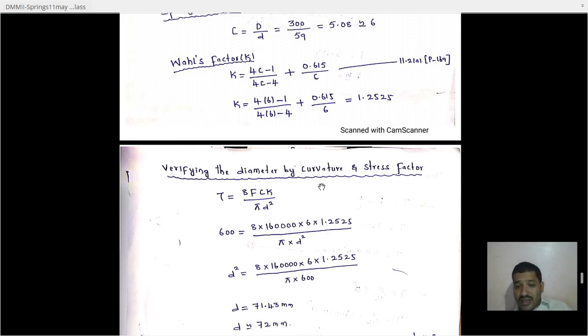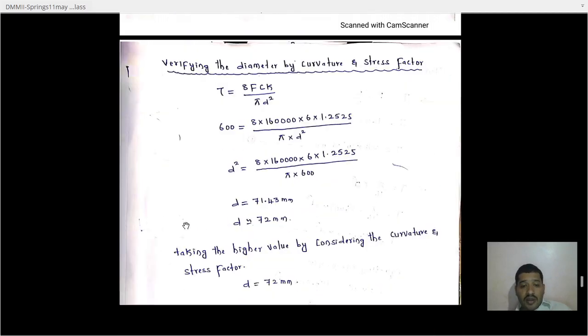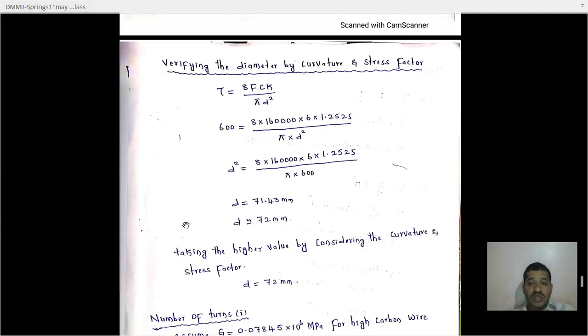After getting the value of K, C and d, we have to use the maximum shear stress formula. What is the maximum shear stress formula here? Tau is equal to 8 into force into spring index into Wahl's factor divided by pi into d squared. Is it right? So in this case, we need to find out the diameter of the coil, or we can say the diameter by the curvature. We need to find out the maximum allowable shear stress.